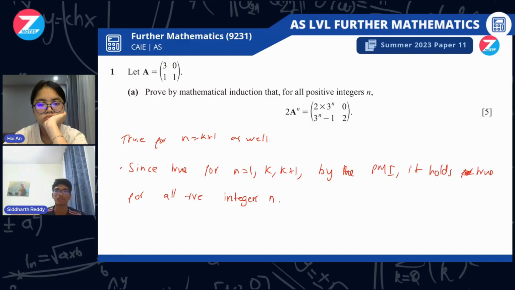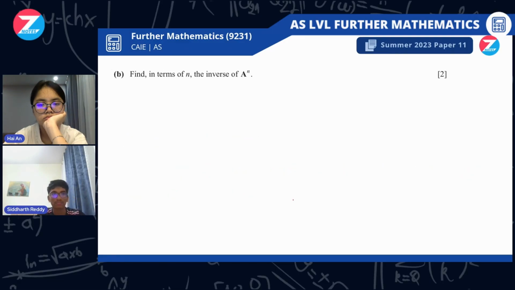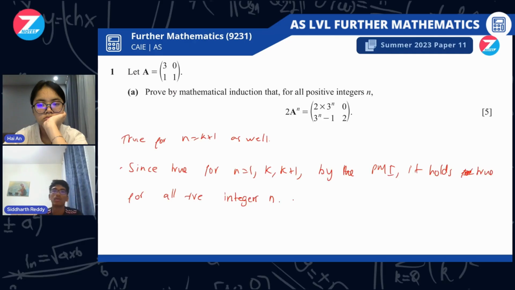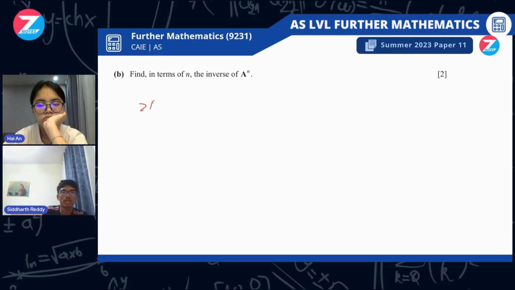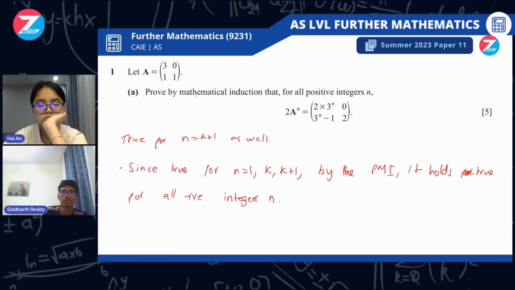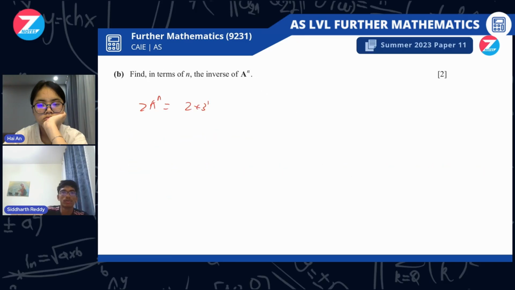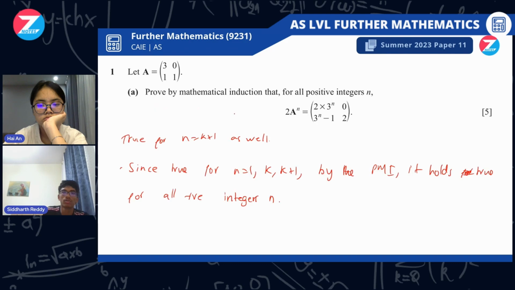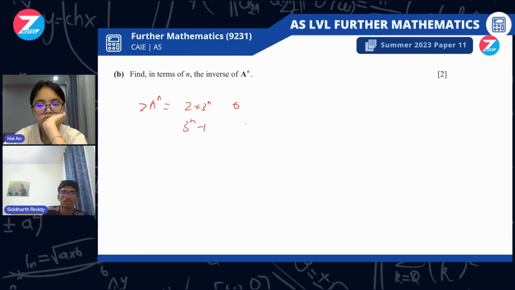Yeah. So that's 1a. Find in terms of n the inverse of A to the power n. So we have 2A to the power n is equal to (2 times 3 to the power n, 0; 3 to the power n minus 1, and 2). So A to the power n is equal to, just divide every element by 2. So we get (3 to the power n, 0; 3 to the power n minus 1 over 2, and 1) here.